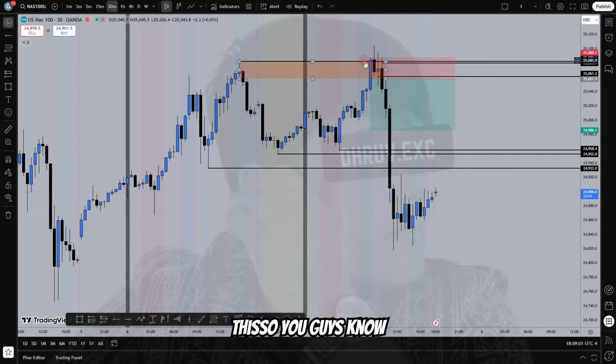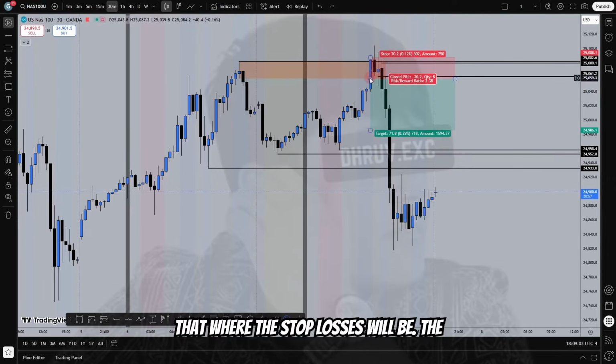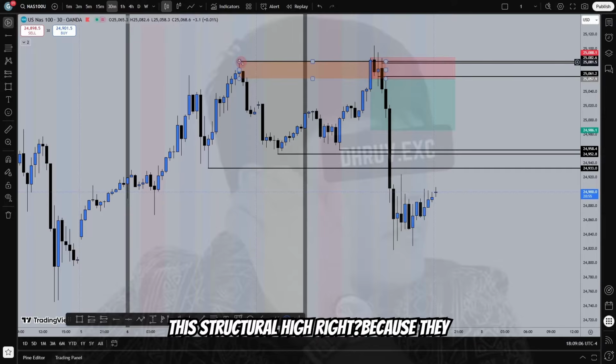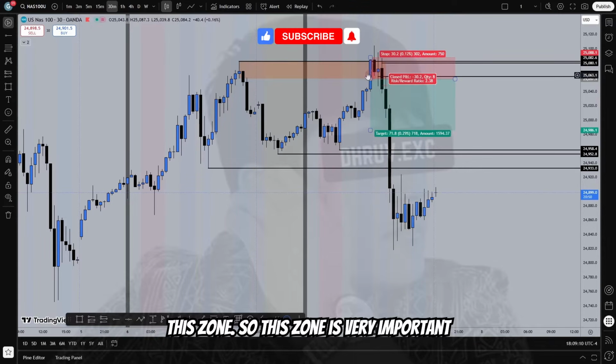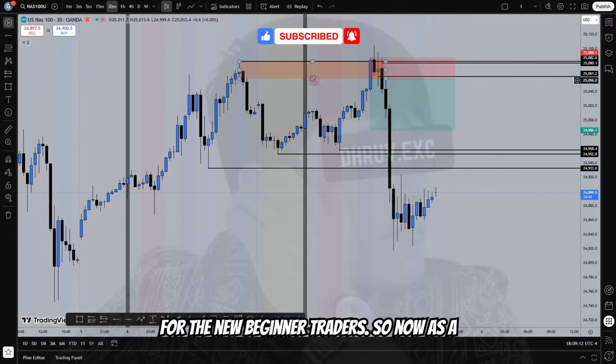So you guys know where the stop losses will be. The stop losses will be a little bit above the structural high, right? Because they can see that price was falling down from this zone. So this zone is very important for the new beginner traders.